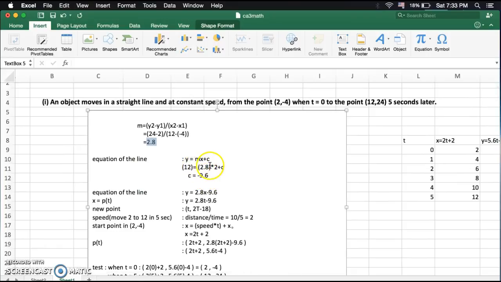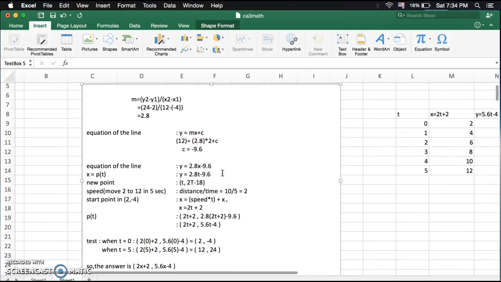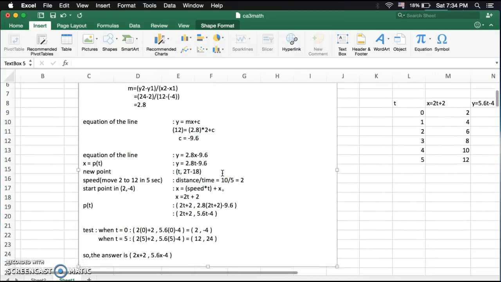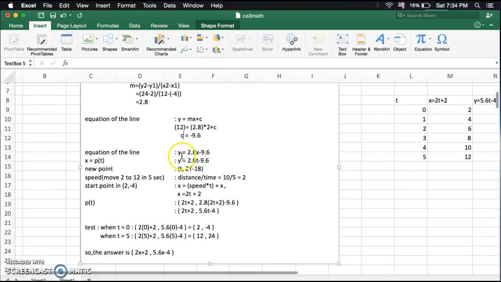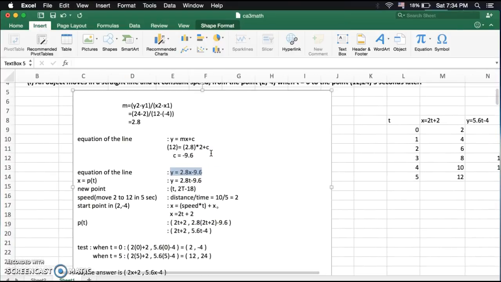Now we substitute the gradient into the equation and use the point (12, 24), and we get the y-intercept, which is negative 9.6. So we have found the equation of the line, which is y equals 2.8x minus 9.6.